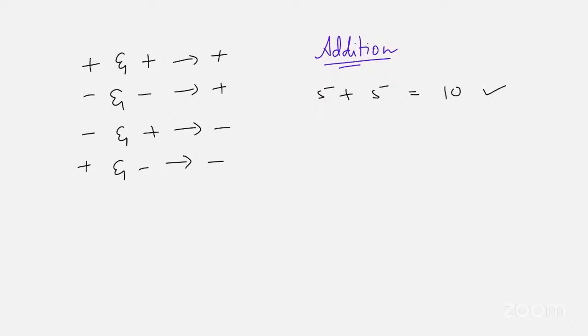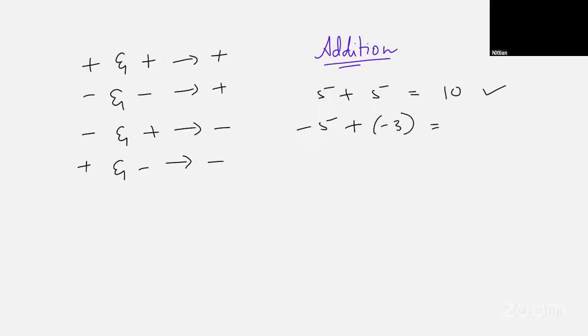Then both the terms are negative and we are adding them. Minus 5 plus minus 3. Means, see, minus 5 and minus 3. Both the numbers are negative. Minus 5 and minus 3. Both the numbers are negative. And we have to add them. Means a plus sign is there in between.